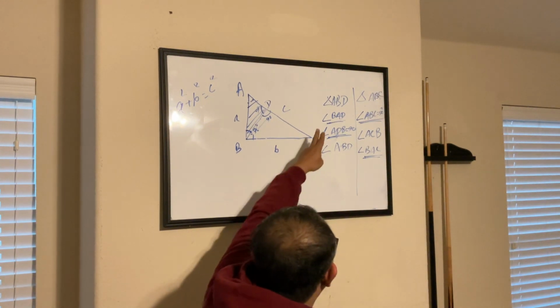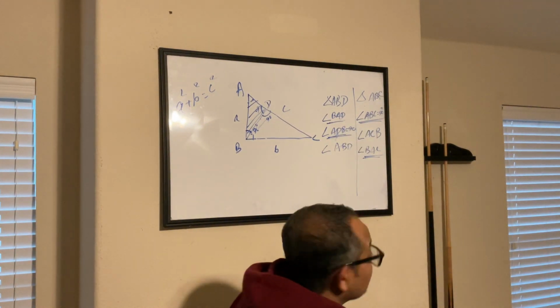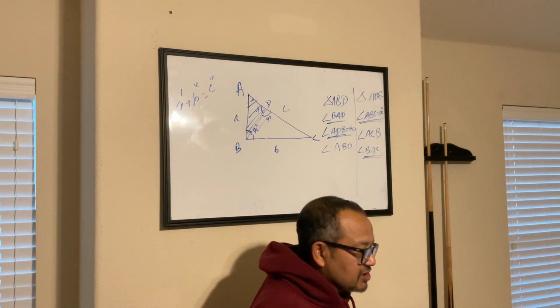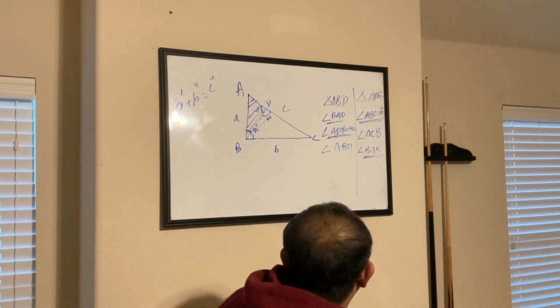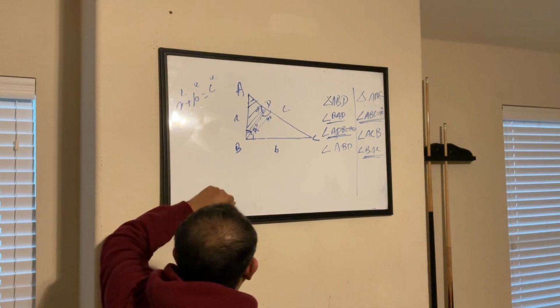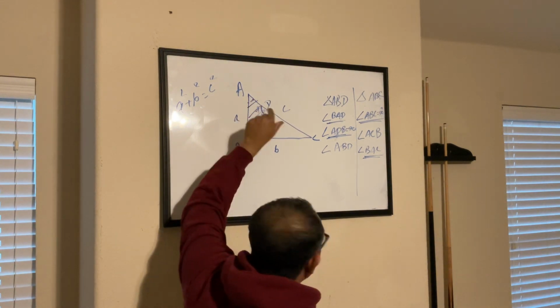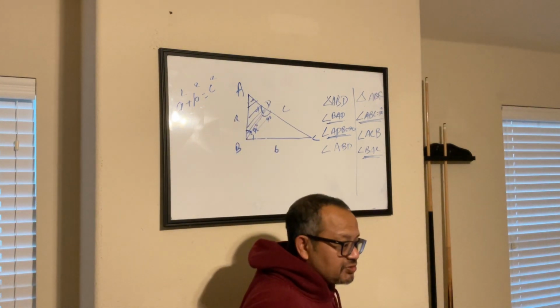So here what we saw is these two triangles are similar to each other. So when they are similar, what does it mean? Meaning their sides will be in the same ratio.